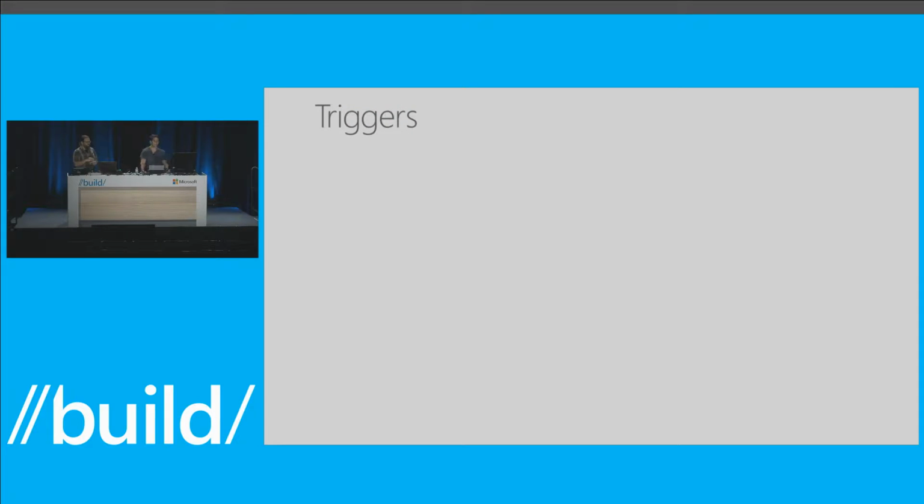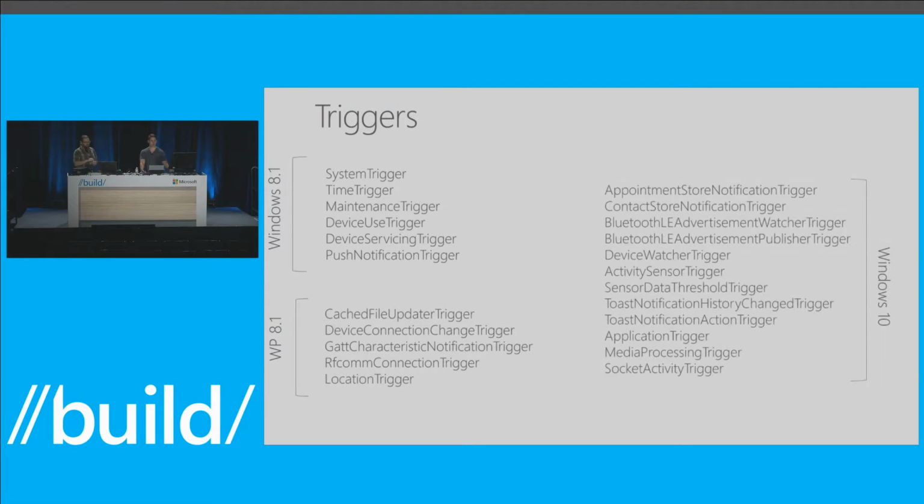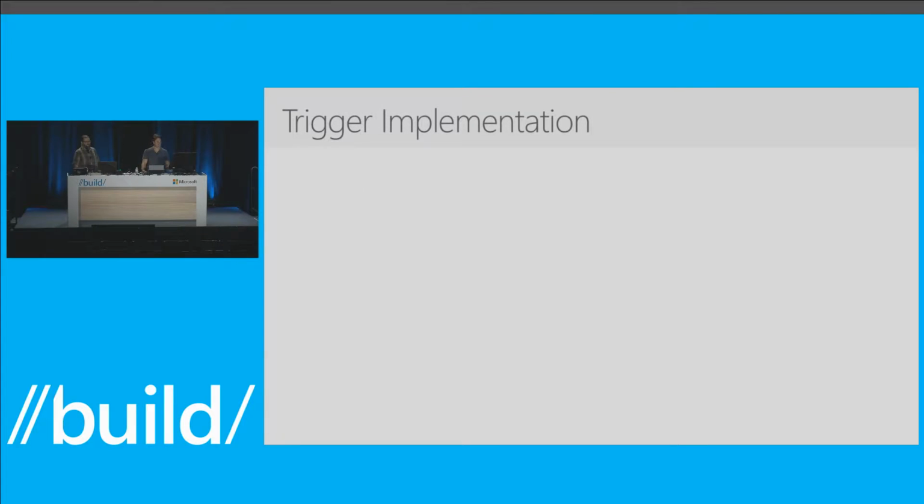So there are over 20 types of triggers in order to activate your application when needed. These trigger concepts should already be familiar to developers from Windows 8.1 and Windows Phone 8.1, but they may be new to some coming from either the agent model of the Silverlight Windows Phone 8.0 or from other platforms. So let's take a look at a trigger implementation.